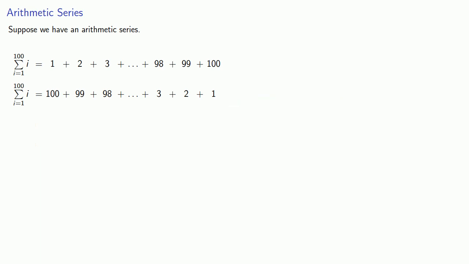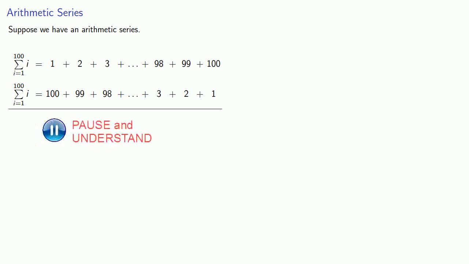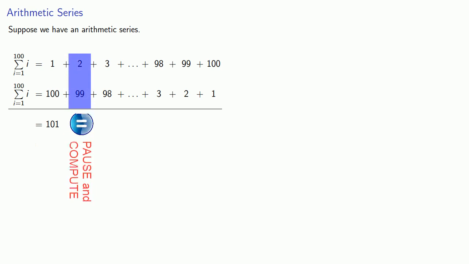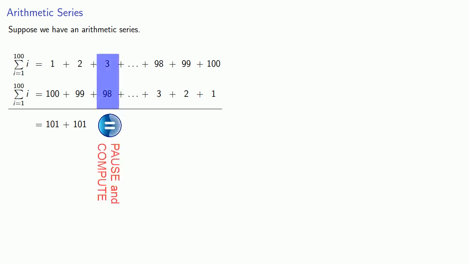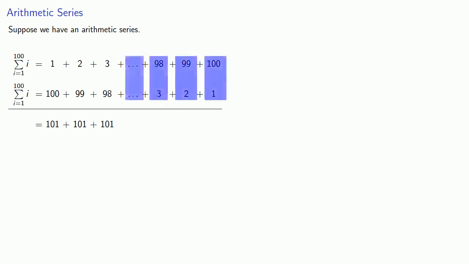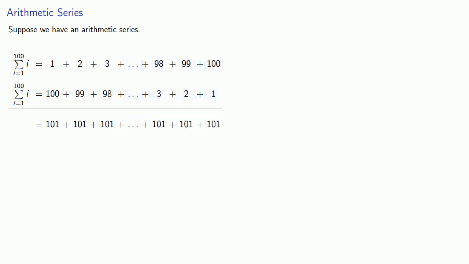Well, if you notice, if I sum vertically, the sum of these first two terms is 101. And if I sum vertically, the sum of these next two terms is 101. And if I sum these two terms vertically, their sum is 101. And you should convince yourself that the sum of these other vertical pairs of terms will also be 101. Now, that means that twice the sum of the series is the sum of a whole lot of 101s.